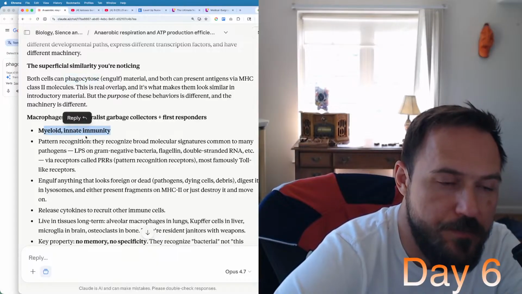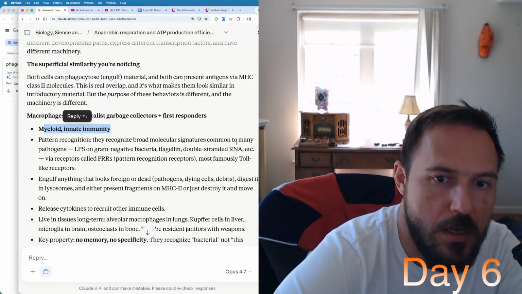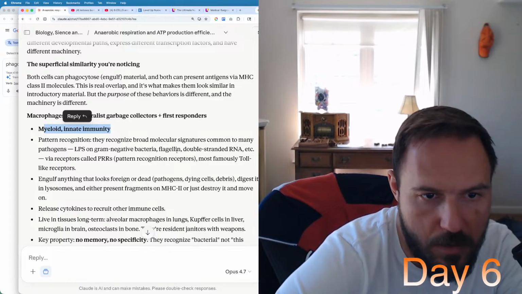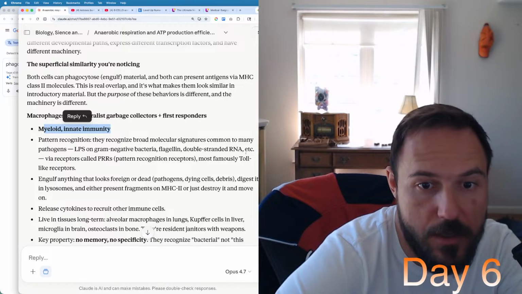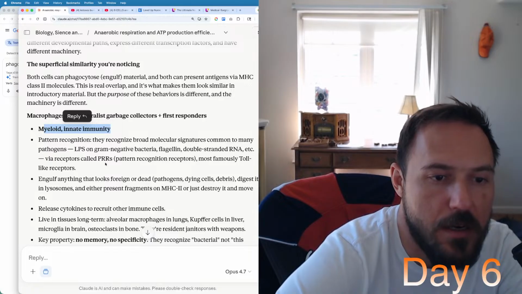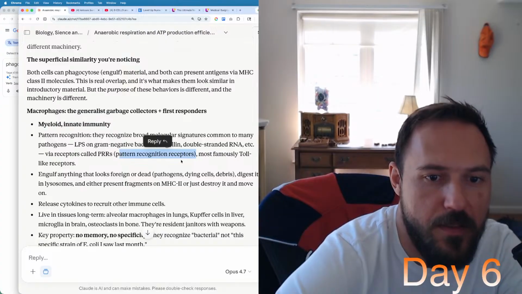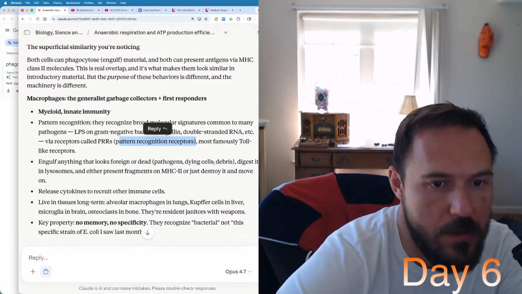Innate immune system. Pattern recognition: they recognize broad molecular signatures common to many pathogens, like LPS in gram-negative bacteria, flagellin, double-stranded RNA, etc., via receptors called PRRs, pattern recognition receptors. Oh, I love this. Most famously, toll-like receptors, engulfing anything that looks foreign or dead.